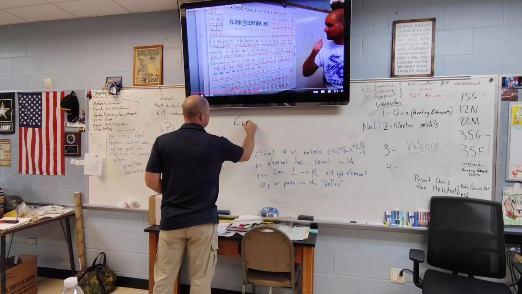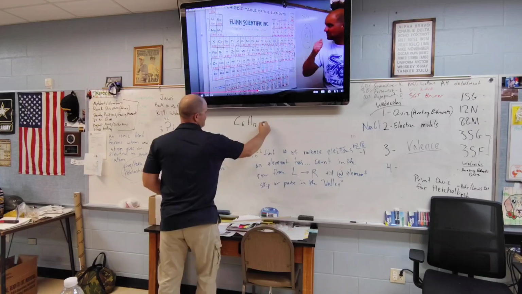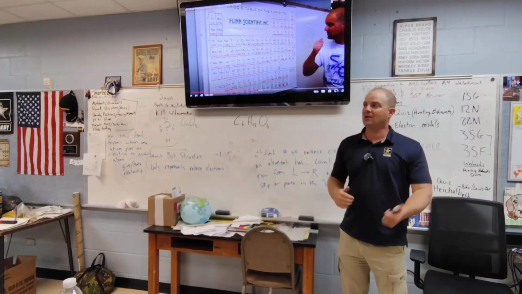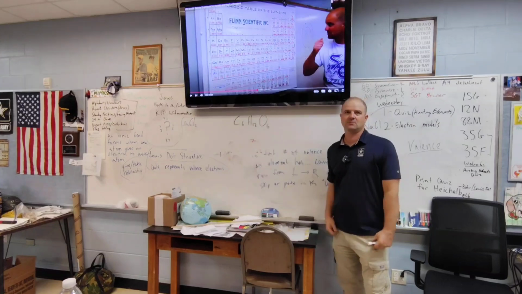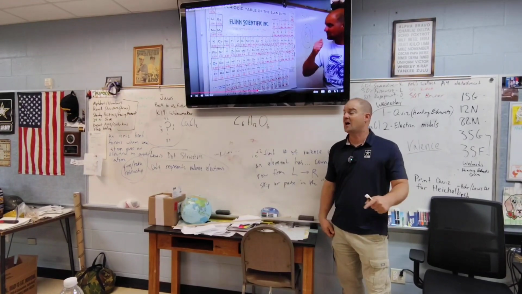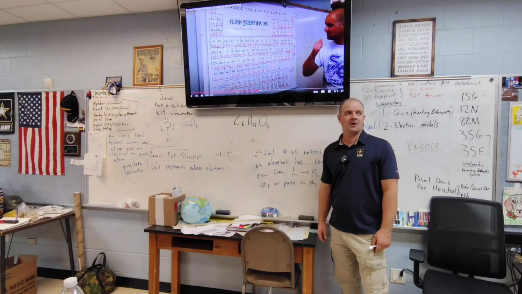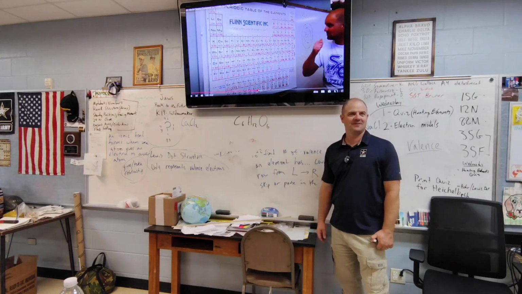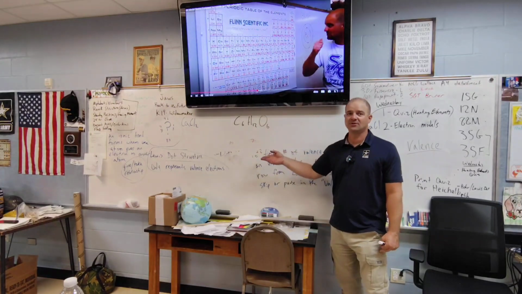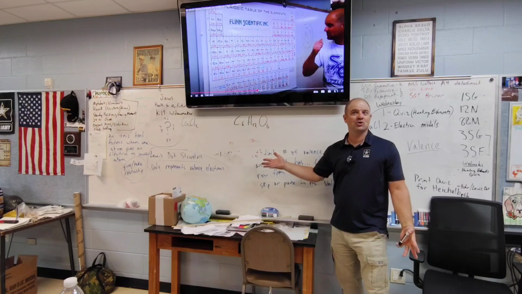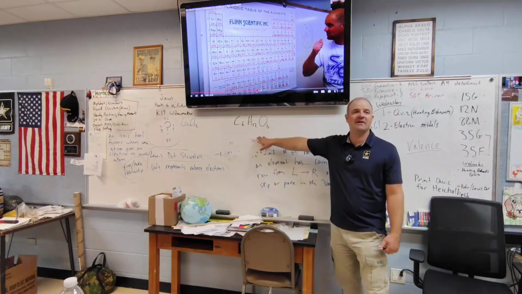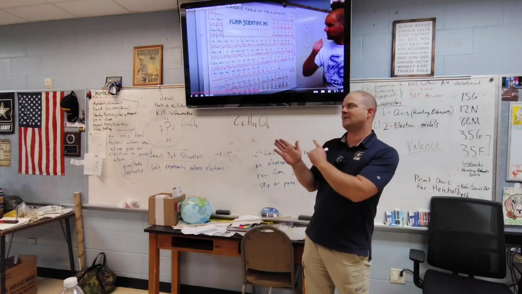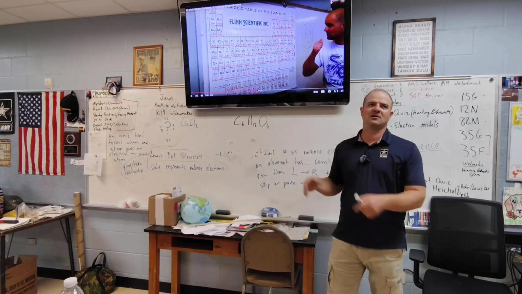Well, glucose is C6H12O6. Remember, is it a metal or is it a nonmetal? Carbon, non-metal. Hydrogen, most of the time, non-metal. Oxygen, non-metal. So if we've got all non-metals, then it would be covalent. This is a covalently bonded molecule. And sometimes you'll have single covalent bonds. There's also double and triple covalent bonds.